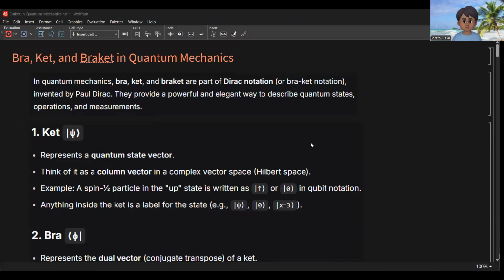Okay, the bracket in quantum mechanics. In quantum mechanics, bra and ket are part of Dirac notation, or bracket notation, invented by Paul Dirac. They provide a powerful and elegant way to describe quantum states, operations, and measurements.